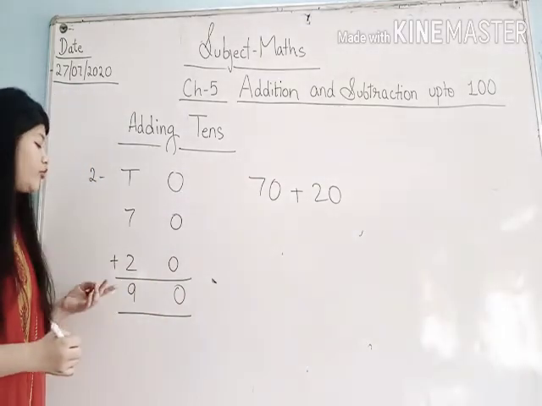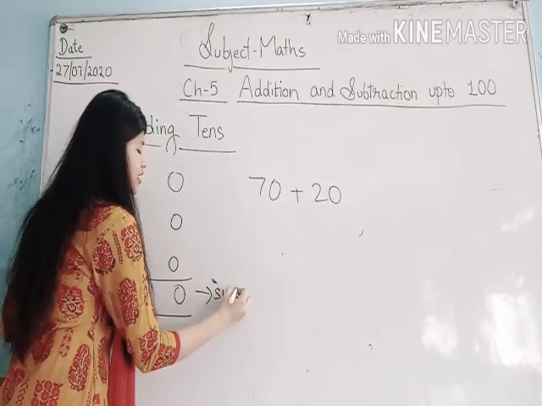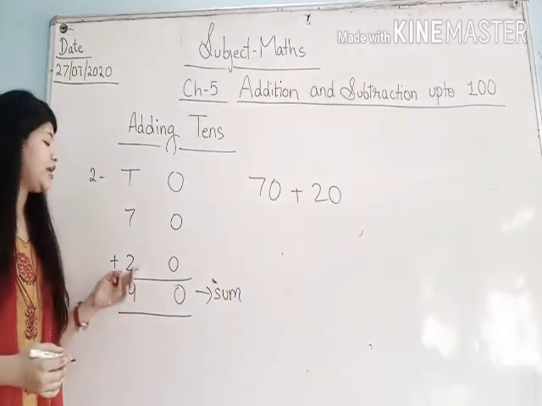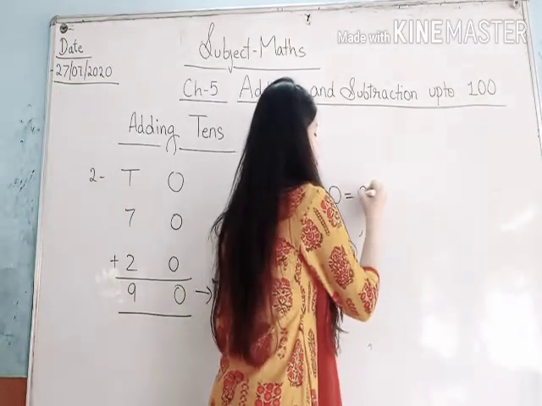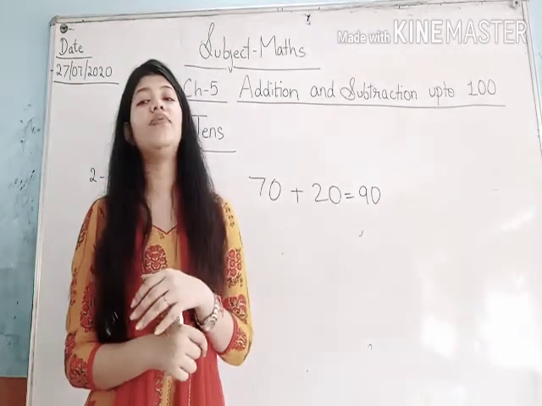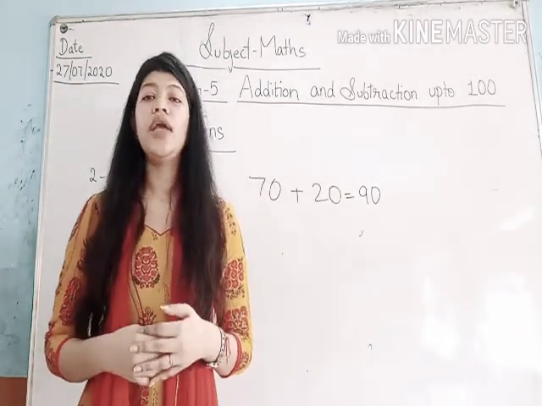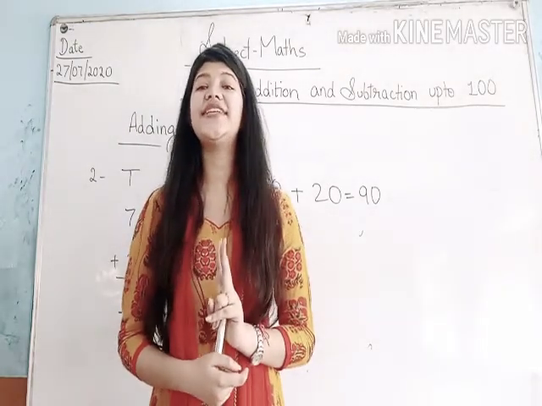Now what we got as a sum? We got 90 as a sum. It means 70 plus 20 is equal to 90. Clear? I hope this is clear to you all. Now let's come to the next topic, that is adding two-digit numbers.